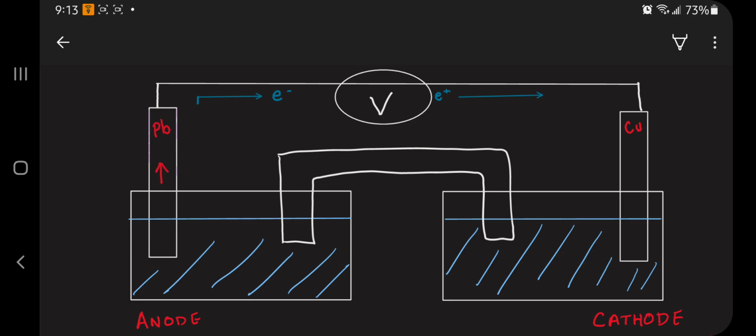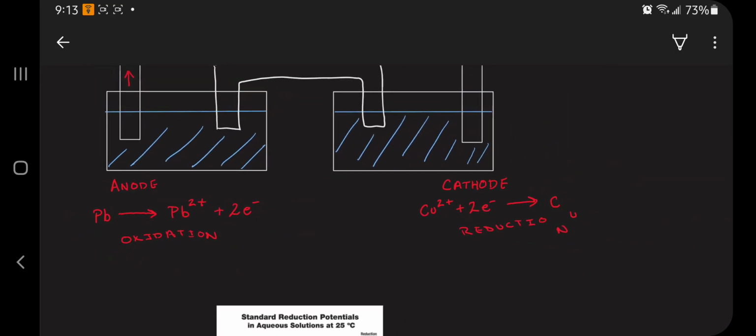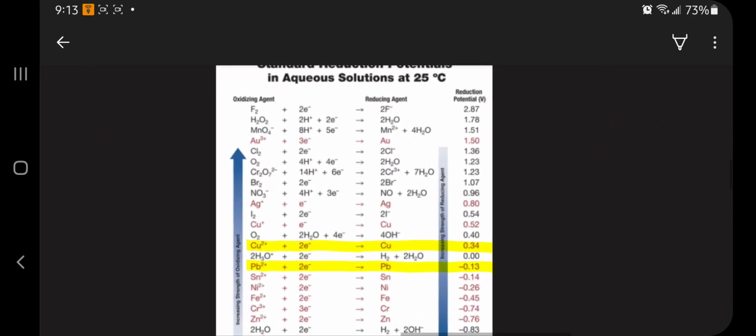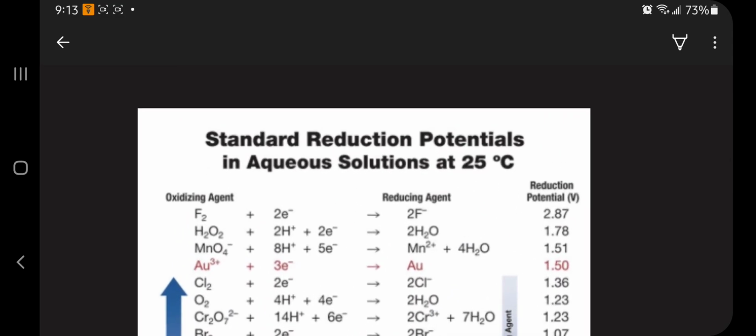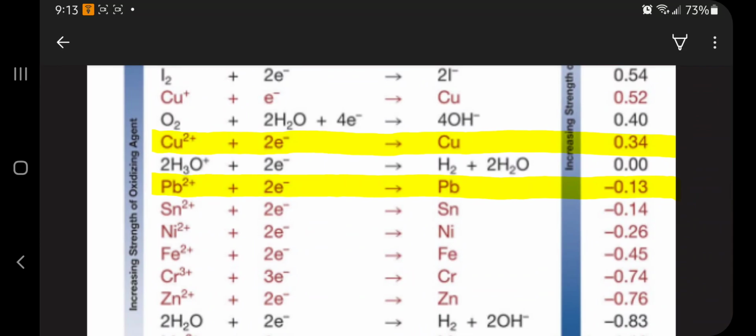In order to calculate the cell potential, we need to look up the values and the standard reduction potential at 25 degrees Celsius, as said in the problem above. So what's important to us? It's important to remember that we're looking for the standard reduction potentials in aqueous solutions at 25 degrees Celsius. And here are what we were looking for: copper and lead.